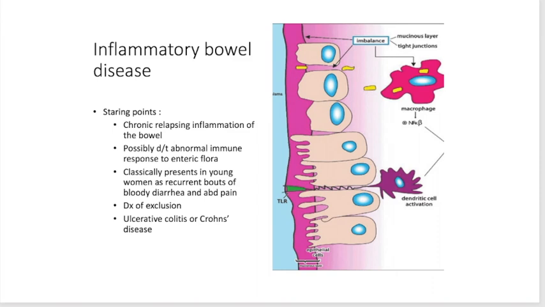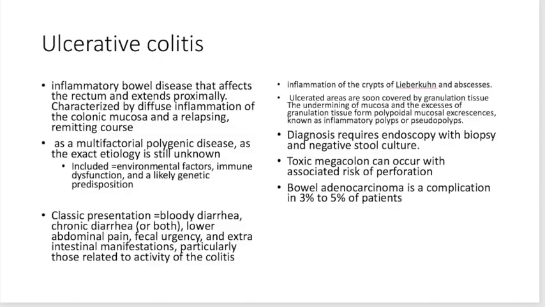They are possibly related to abnormal immune response to the enteric flora. It does classically present in young women as recurrent bouts of bloody diarrhea and abdominal pain. It is a diagnosis of exclusion after you rule out multiple other things. So we're going to take a look at ulcerative colitis first.